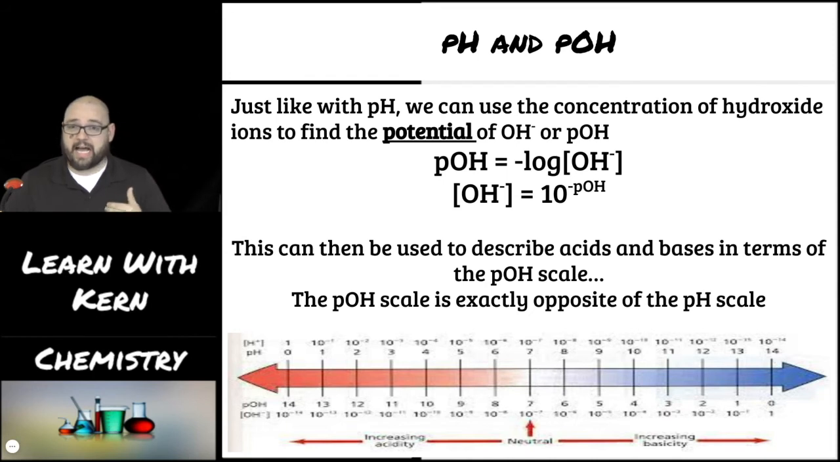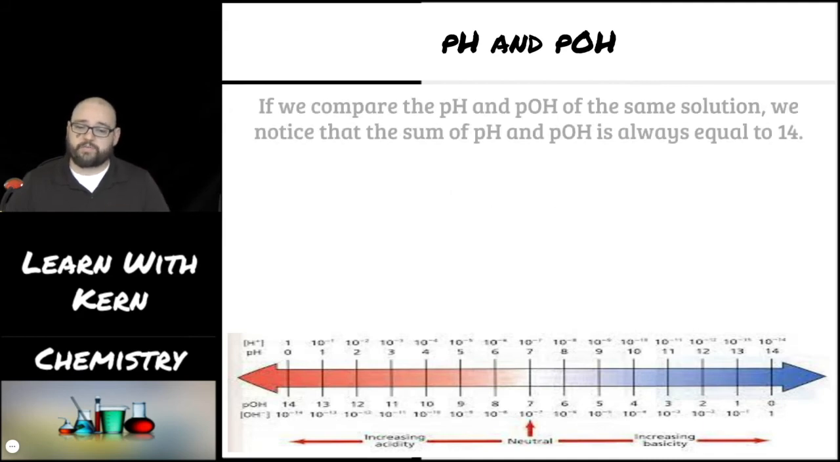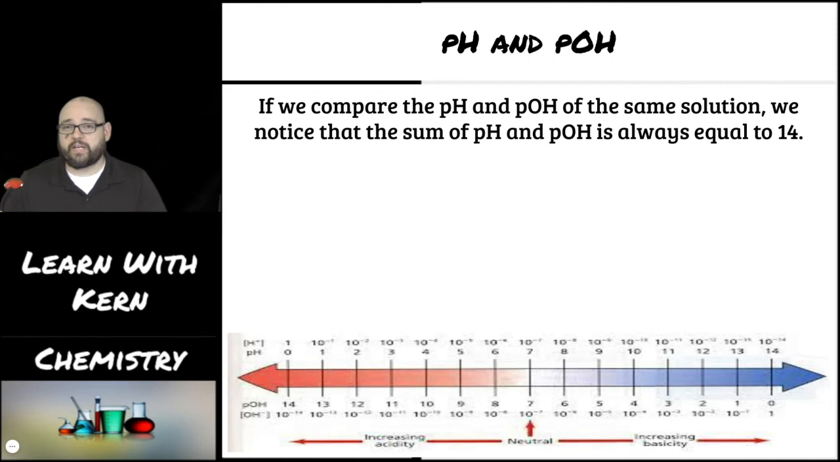So a high pH means a base, a high pOH means an acid. They're opposites. It's very important that you understand that. But if you look at this scale a little bit more closely, if you compare the pH and the pOH of the same solution, so let's say something with a pH of 5, the pOH is 9. So 5 plus 9 is 14.